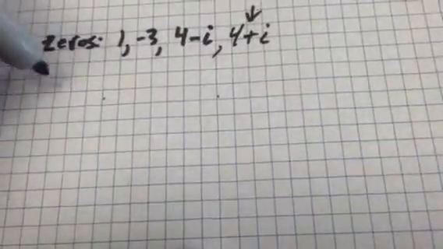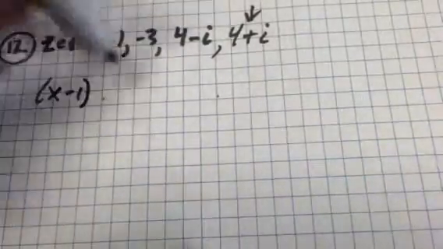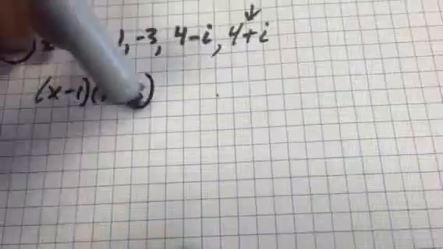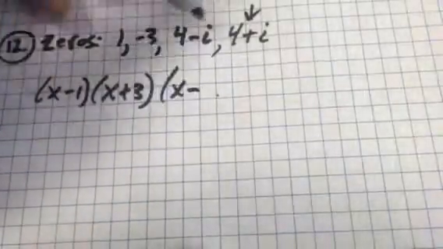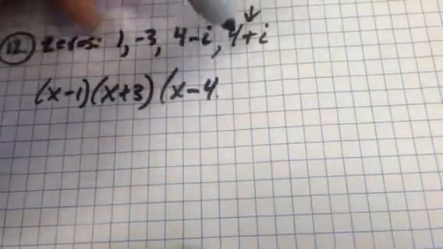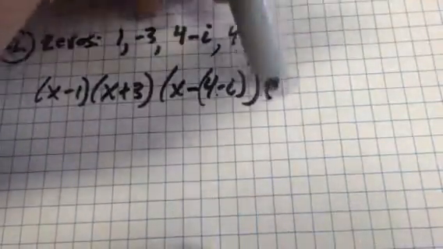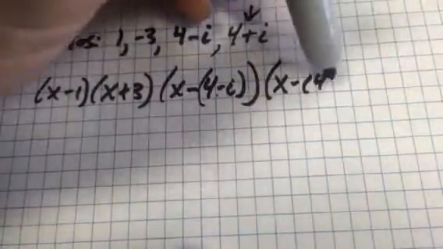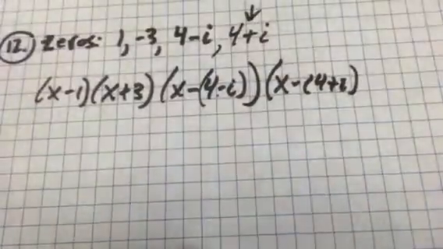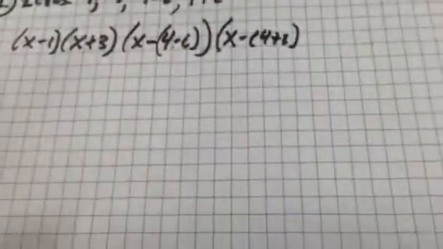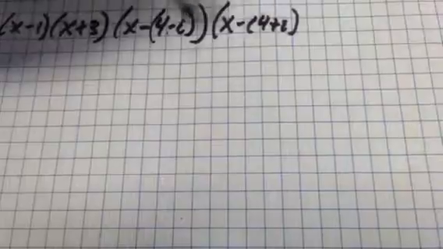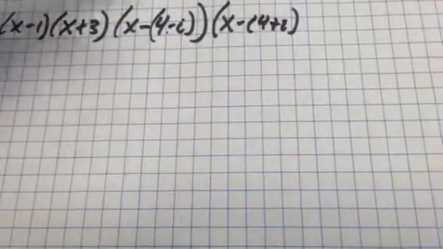So let me write what I know. I know that it's going to have an x minus 1. I know it's going to have an x plus 3. I know it's going to have an x minus 4 minus i. I know it's going to have an x minus 4 plus i. So let me multiply these two out, see where I end up, and then I'll come back to these.